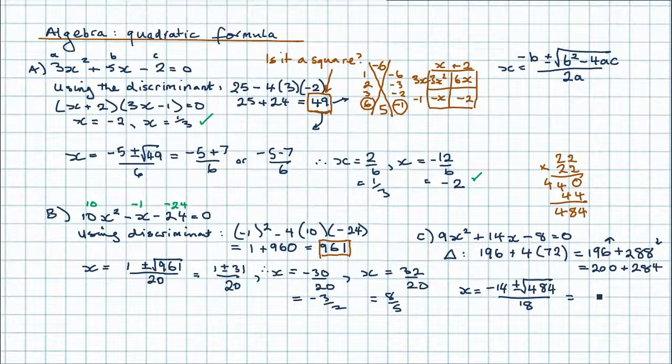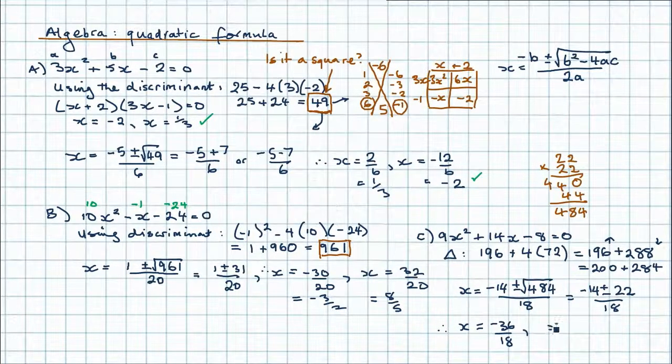Okay, so we've got 22. So it's minus 14 plus or minus 22 all over 18. And finally then, so therefore x equals minus 14 plus, oh let's do negative, so minus 14 minus 22, so that's going to be minus 36 over 18. So that works out rather nicely.